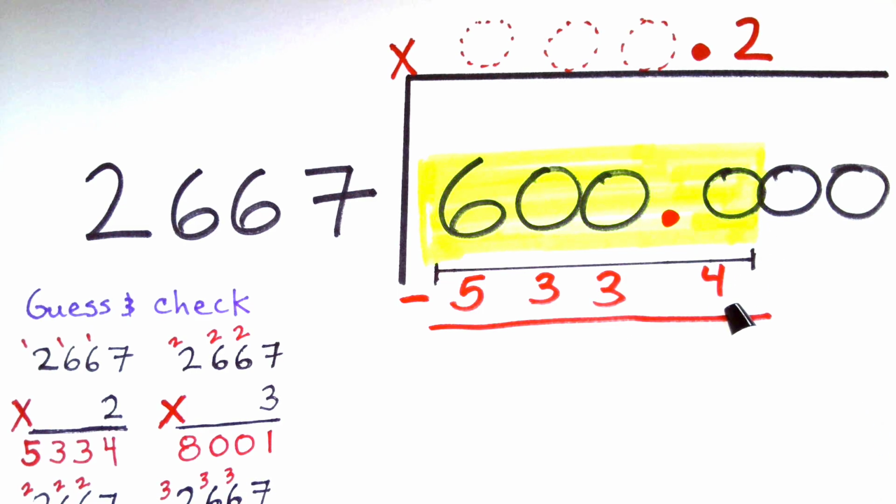I cannot take away 4 from 0. I cannot take away 3 from 0. I can take away 5 from 6, but then what am I going to do with the rest of these? What would you do? I'll show you what I'm going to do.